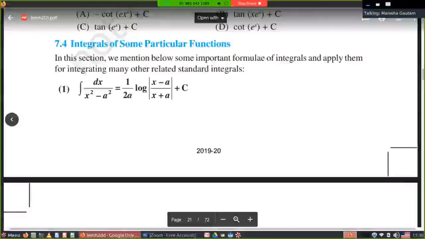Good morning, students. In the previous lecture, we did integration by using the trigonometric functions. Today, we will do a few standard formulae to do integration.